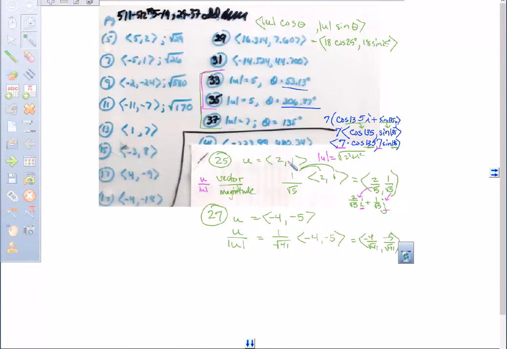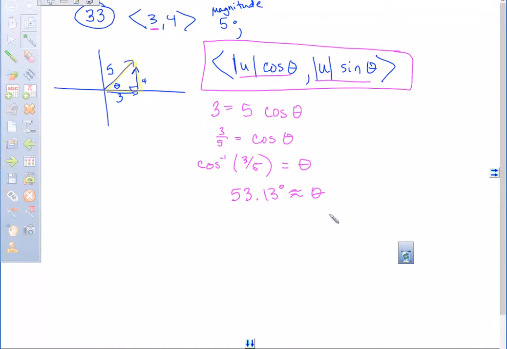If we were switching forms, we have 2 and 1, so its magnitude would be the square root of 2 squared plus 1 squared. So the magnitude is root 5. When we're writing it as a unit vector, it is the vector over its magnitude. So we would distribute this 1 over root 5 through, and then we could switch to component form.